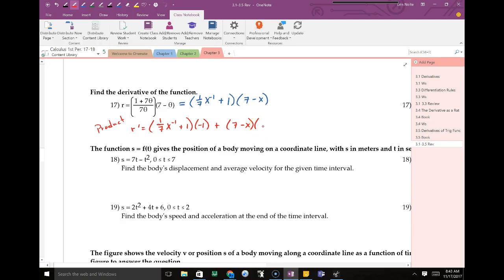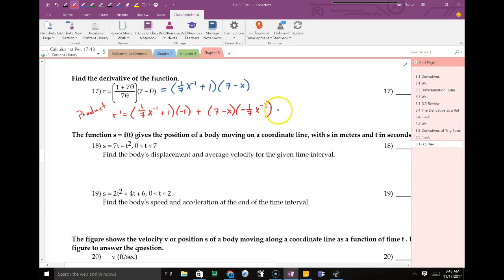What is the derivative of 1/7 x to the negative first power? Negative 1/7 x to the negative 2. And then, of course, the derivative of 1 is 0, so it goes away. Okay, so now I do have to simplify this. I'm going to have to distribute the negative 1 through this quantity. So can I go ahead and distribute the negative 1 and also throw this x into the denominator? Do you follow that step?